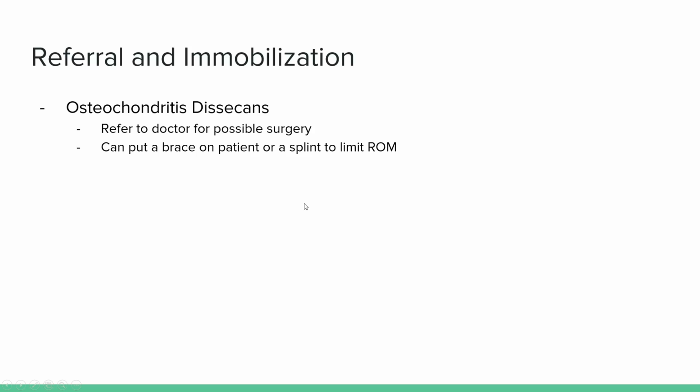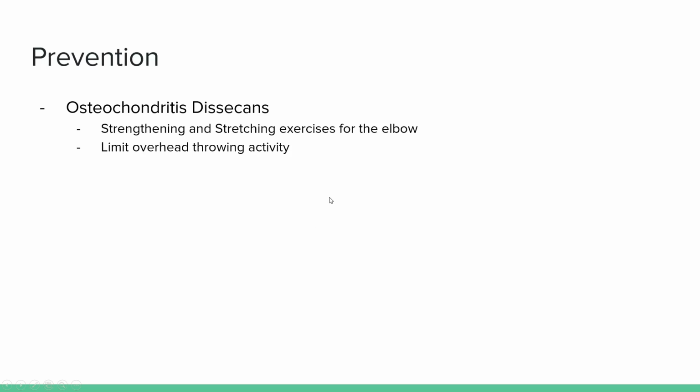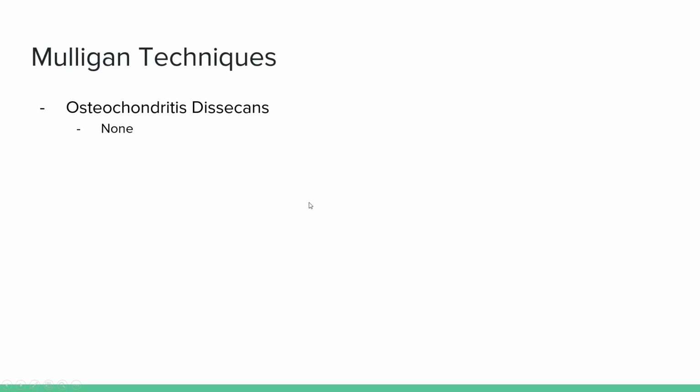So referral, immobilization, refer to the doctor for possible surgery. There can be a brace put on the patient or splint for limited range of motion. Some prevention, strengthening and stretching exercises for the elbow, and limiting overhead throwing activities, like overuse. No Mulligan techniques are present for osteochondritis dissecans.